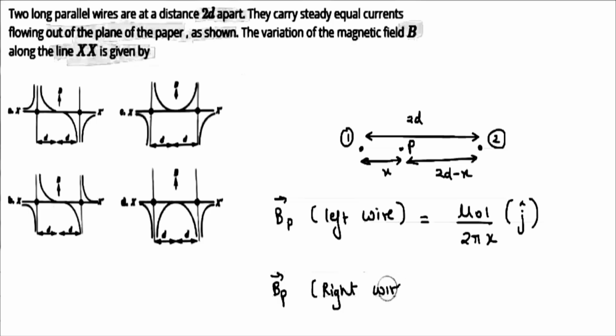So it can be written as mu 0 I. Since both the wires are carrying equal current, we can write it as over 2 pi. Instead of x, the distance will be 2d minus x. And the direction will be downward, so minus j cap.